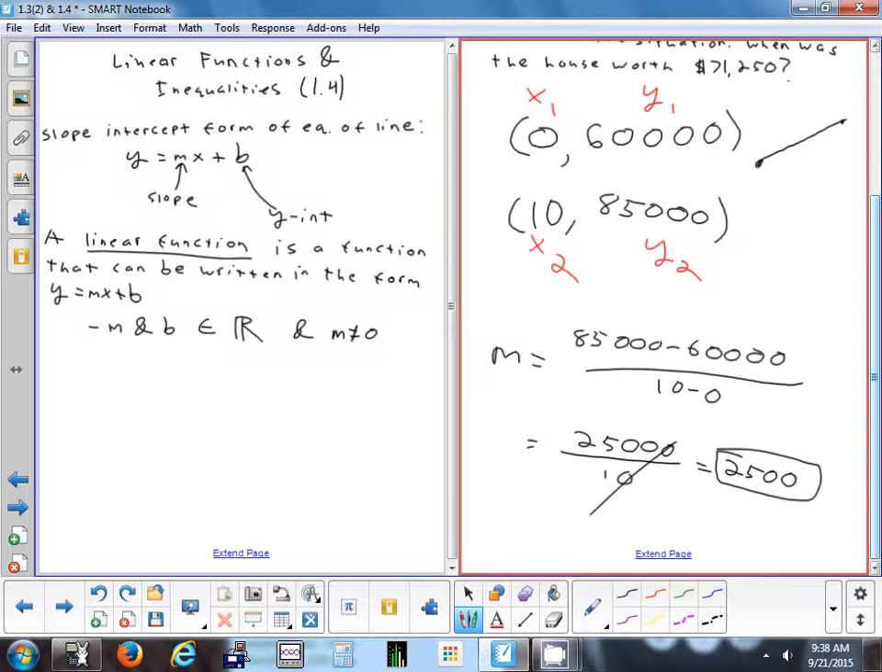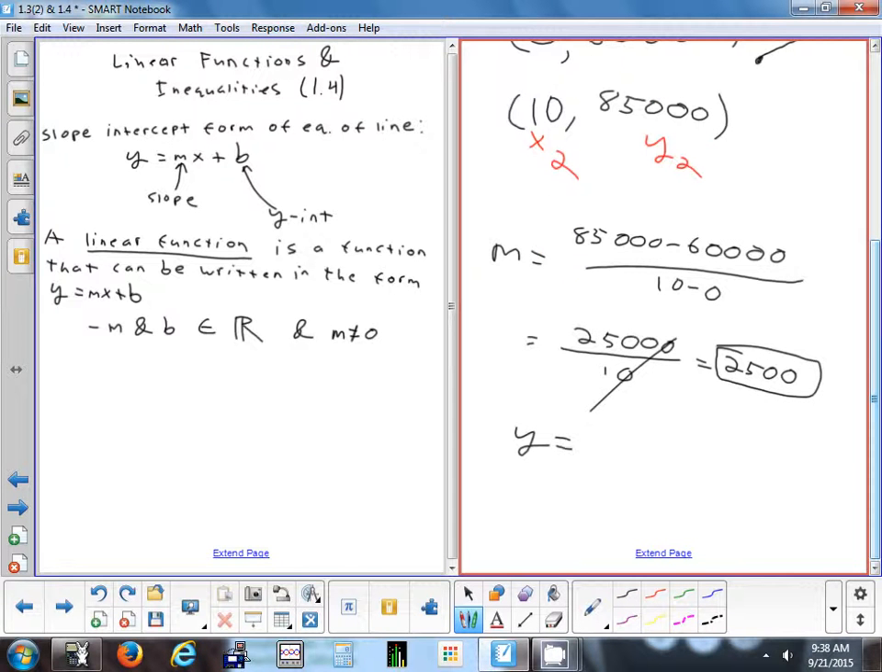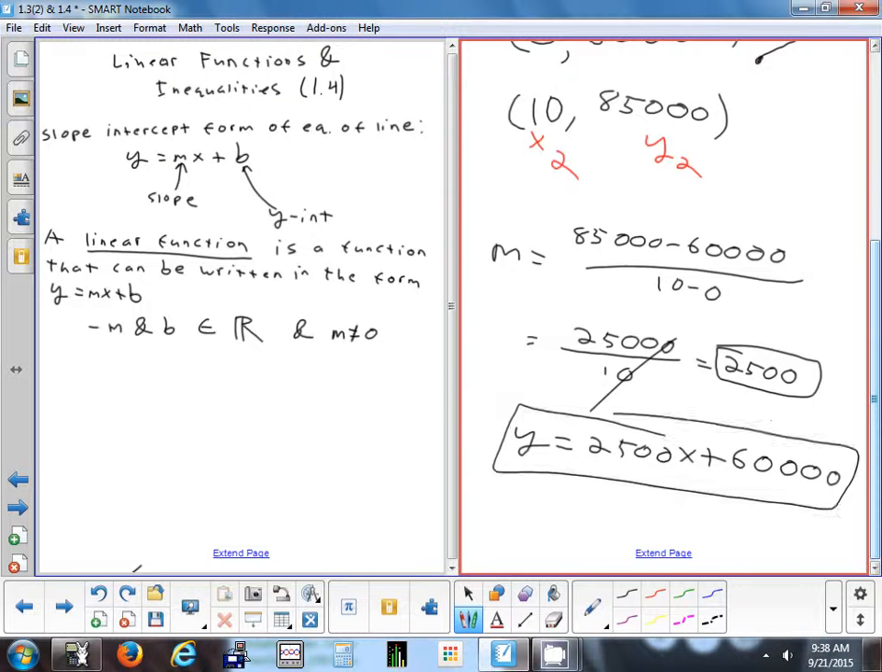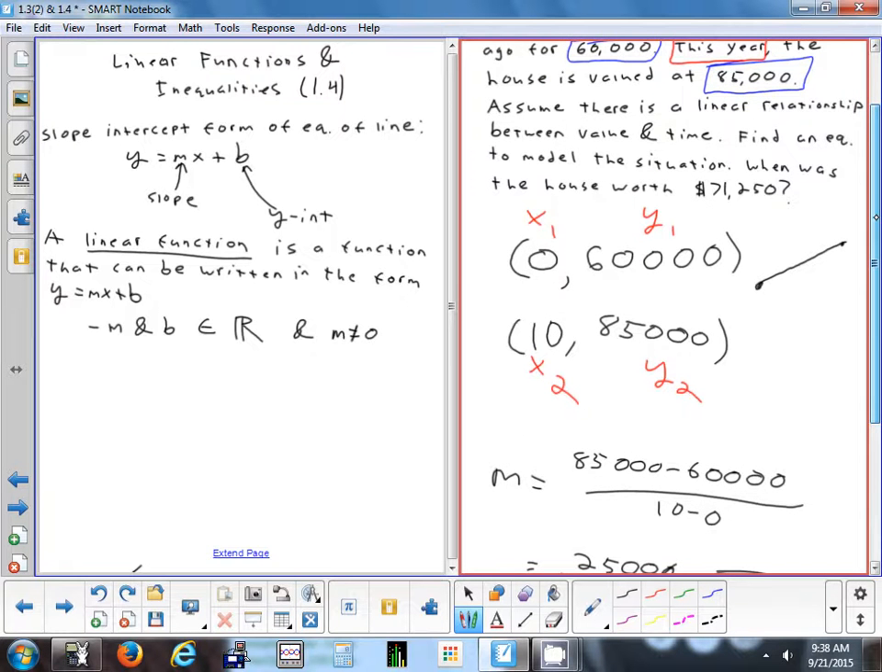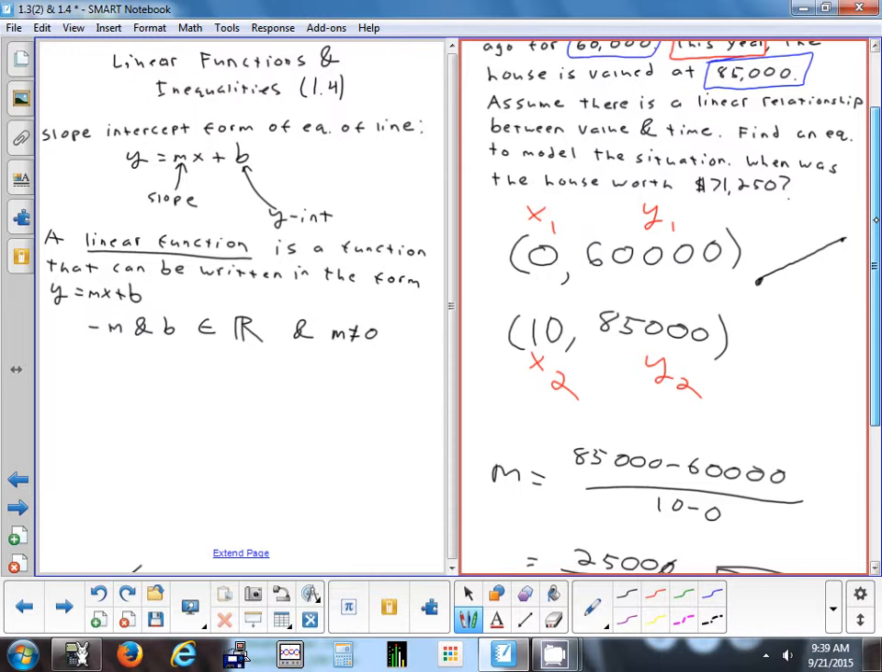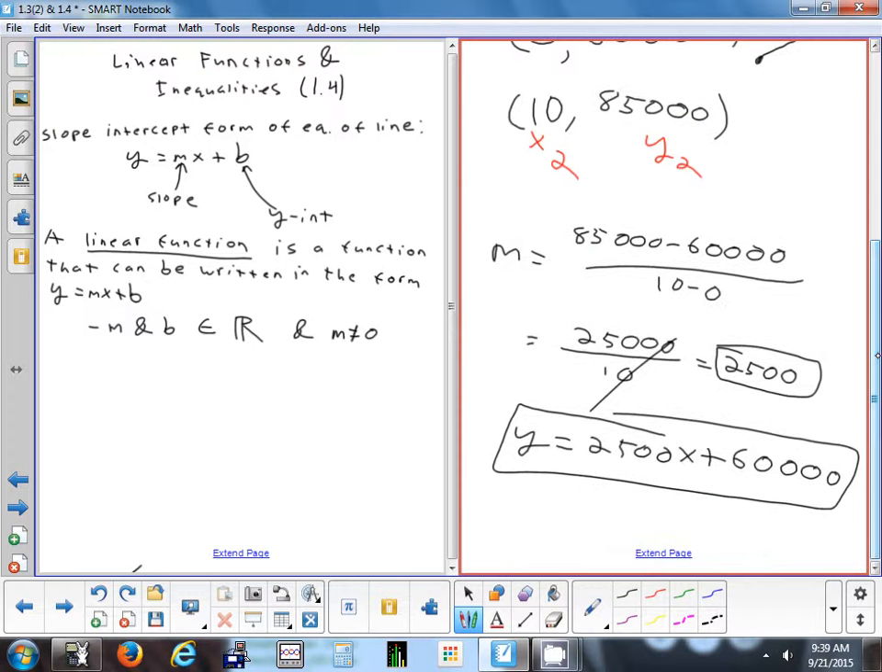So this is my slope. That's m. 60,000 is my b. All right. So here's my equation. The value of that house is equal to 2,500x plus 60,000. Now, if you wanted to know what's the value of the house after 37 years, just fill 37 in for x. Let me tell you the value of the house. All right. Yeah, I think that's all I'm going to do with that problem.